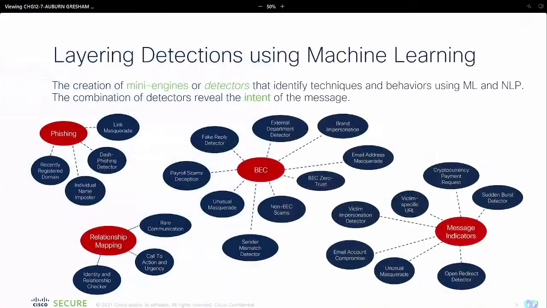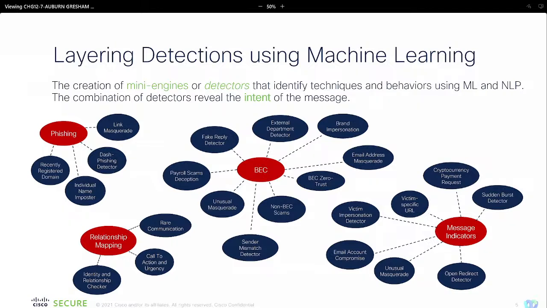But the real thing here is we want to be able to layer in those detections for machine learning. I talked about brand impersonation, but also individual name imposters, and victim specific URLs. These are all things where we're building out that relational database to see who has sent who email. And the algorithms can do this by creating that localized database just for your environment.